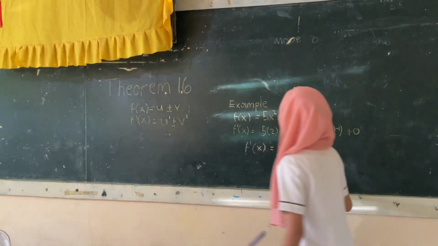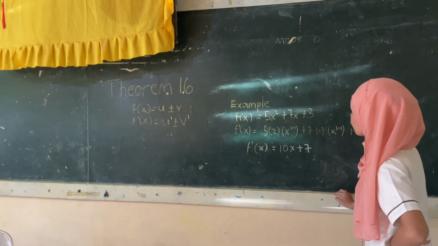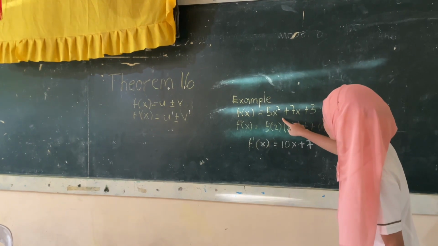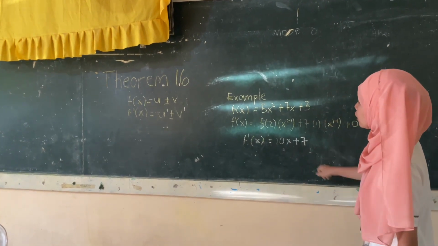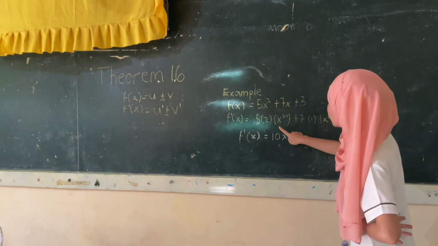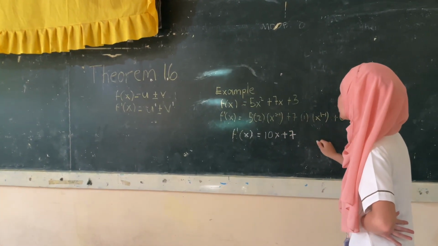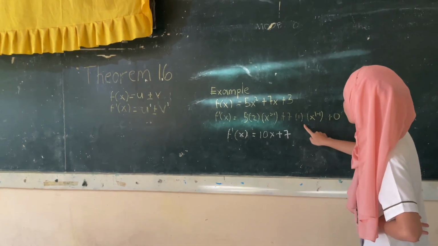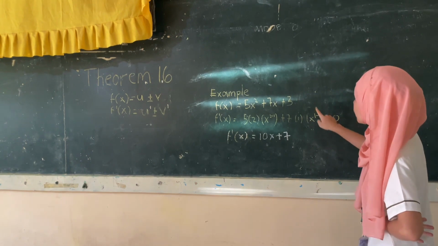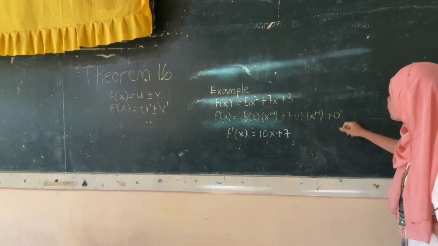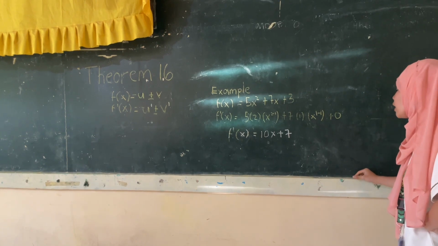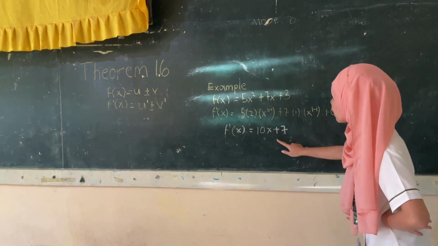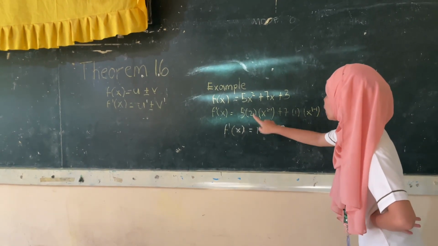Example, f of x equal 5x squared plus 7x plus 3. Then f prime of x equal, find the derivative of 5x squared, equal 5 times 2 times x to the power of 2 minus 1. Then find the derivative of 7x, equal 7 times 1 times x to the power of 1 minus 1. Then, if you're wondering why it became 0, because any number that has no variable is equal to 0. Then f prime of x equal 10x plus 7, because 5 times 2 equal 10.